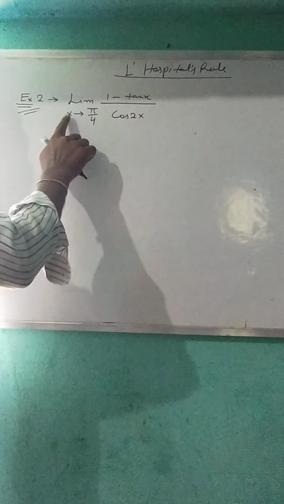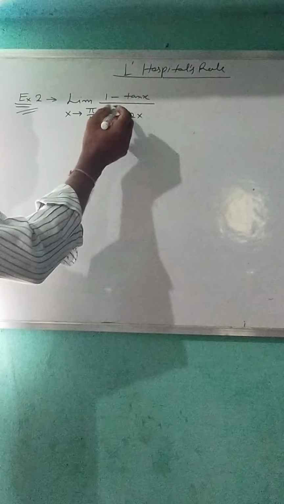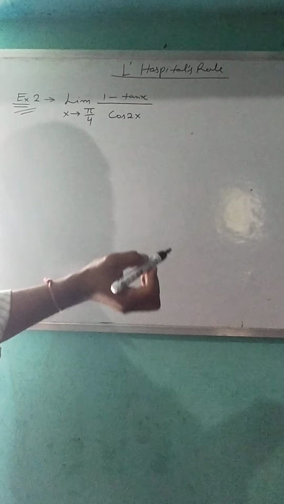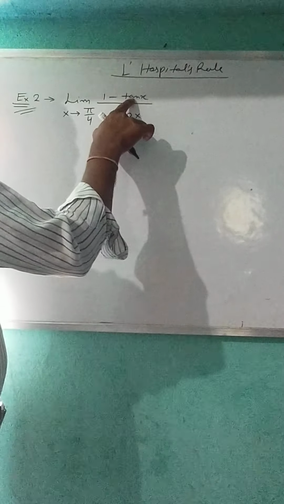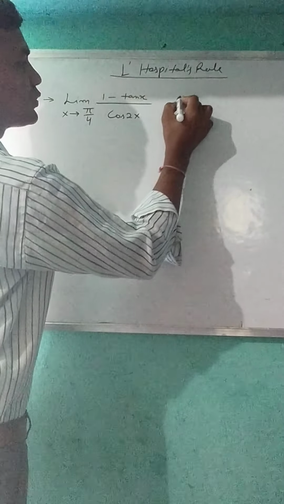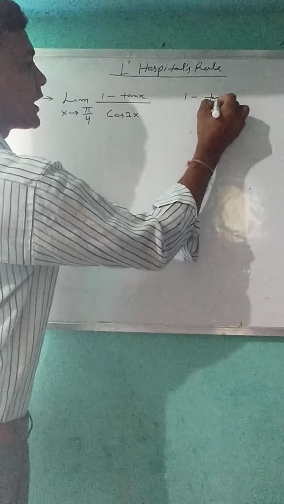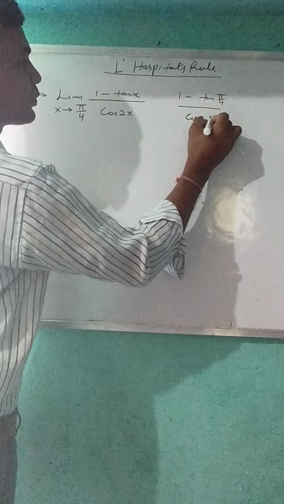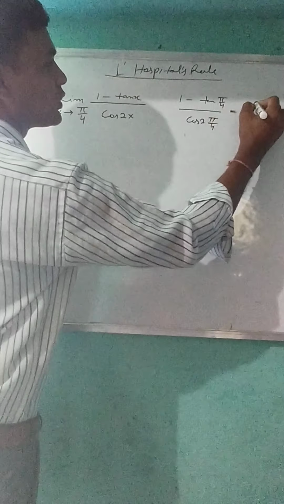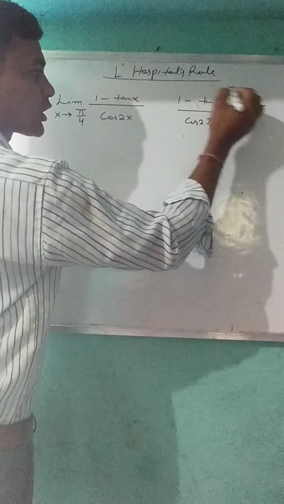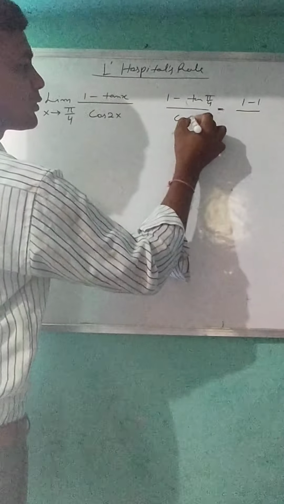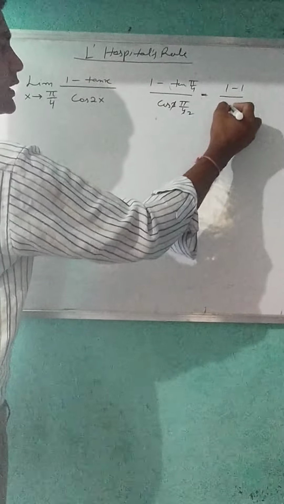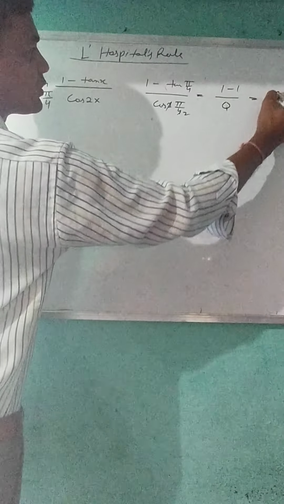This is the limit as x tends to pi upon 4 of (1 minus tan x) upon cos 2x. When we apply this limit in the function, in the numerator we get 1 minus tan pi upon 4. Tan 45 is 1, so it is 1 minus 1. And cos 2 times pi upon 4 is cos pi upon 2, which is cos 90 degrees, equal to 0. So it is 0 upon 0.